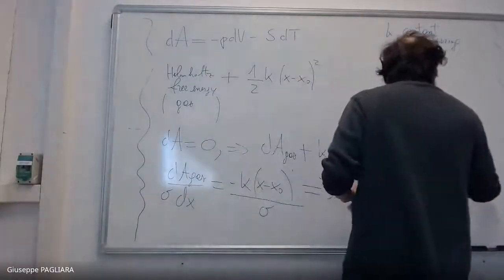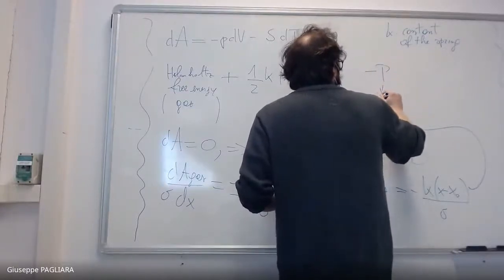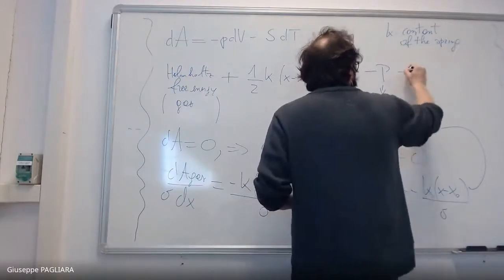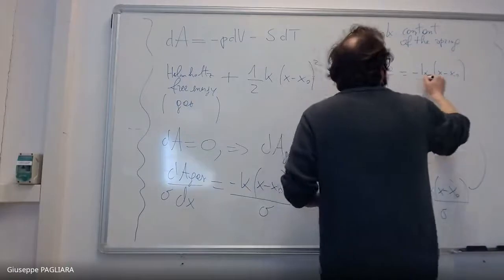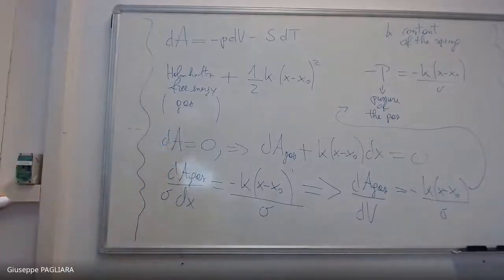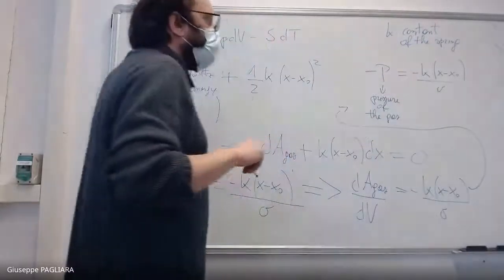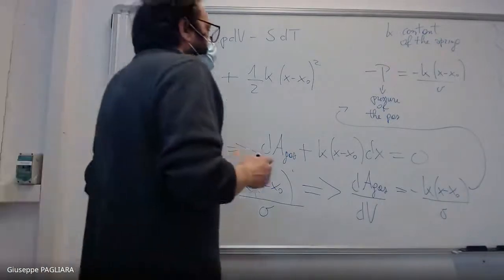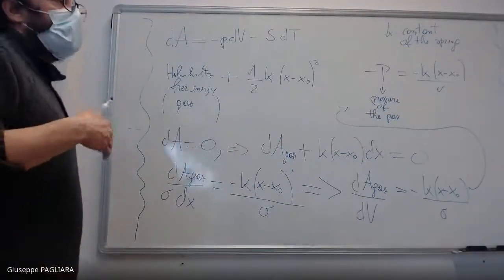Okay, so from this equation, I can derive that minus P, where this is the pressure of the gas, is equal to minus k (x minus x0) divided by sigma. Of course, now this equation, P here is itself a function of the position, because it will change depending on the position of the piston. But what this equation is expressing is just the mechanical equilibrium, as we said last time.